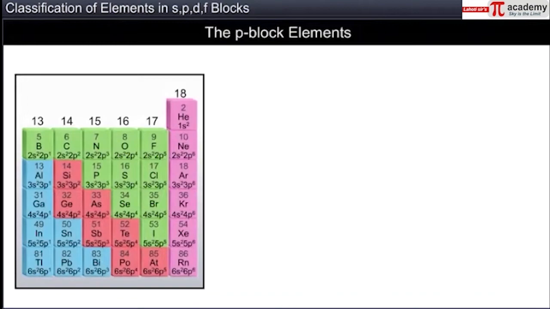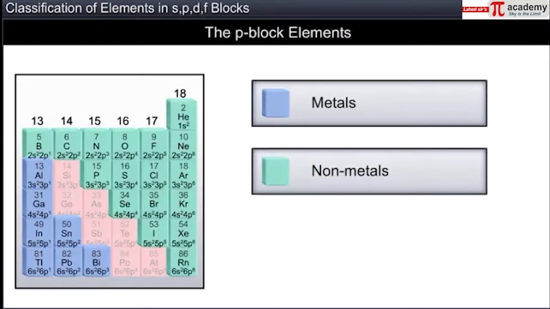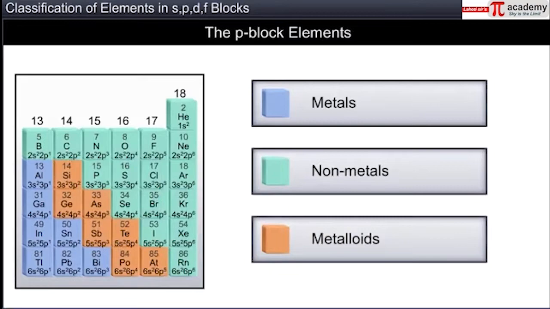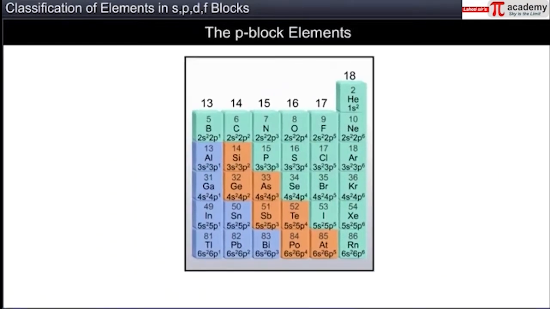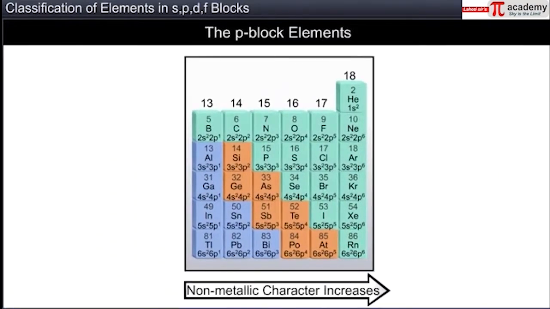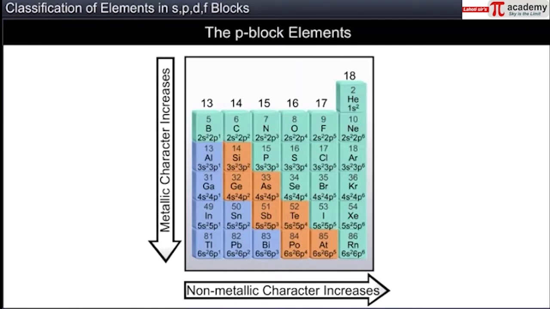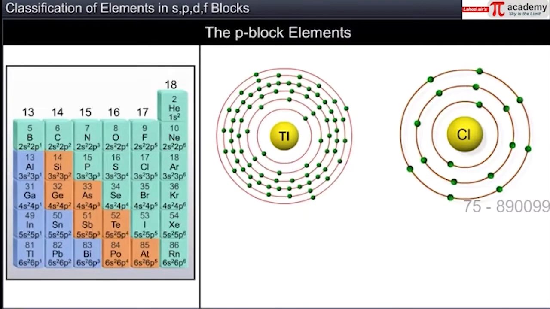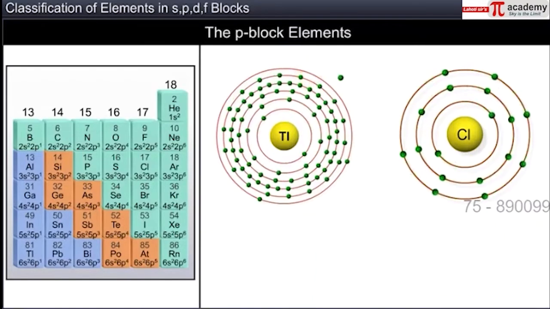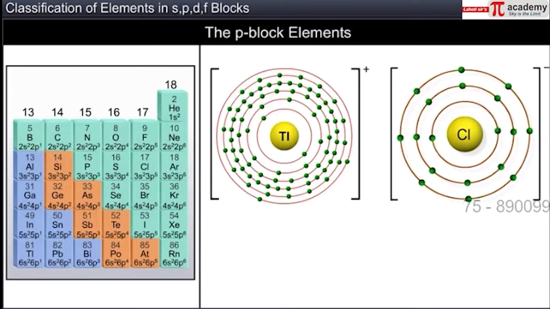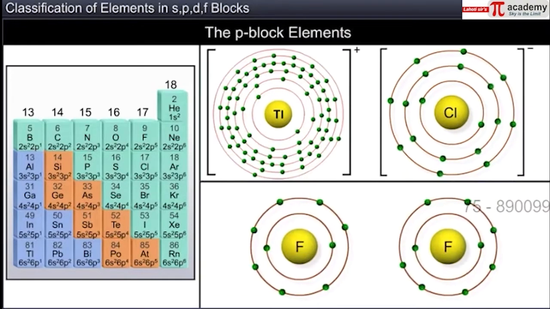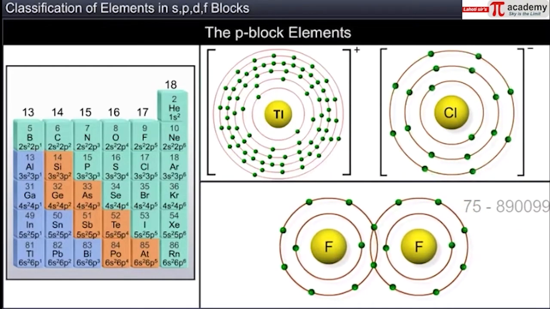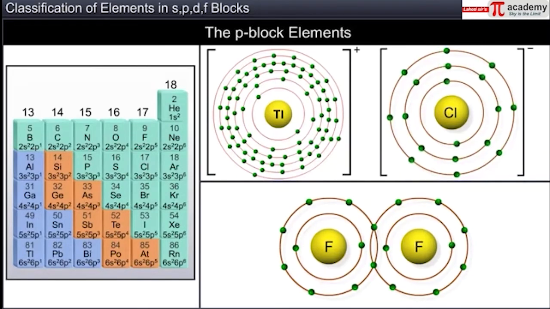The p block consists of metals, nonmetals, and metalloids. The non-metallic character increases across a period and the metallic character increases as we go down the group. The p block elements form compounds by loss or gain of electrons, or by sharing the valence electrons. That is, they form both ionic as well as covalent bonds.